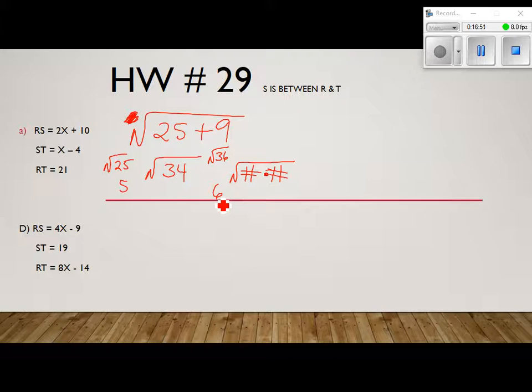Which one of these is it closer to, 5 or 6? Closer to 6, but it's still going to be 5 point something, right? It's quite a bit closer to 6 because it's 9 away from 25 and it's only 2 away from there. So my guess is it's probably about 5.8 something. 5.83. So that's what I had to do when I was here.